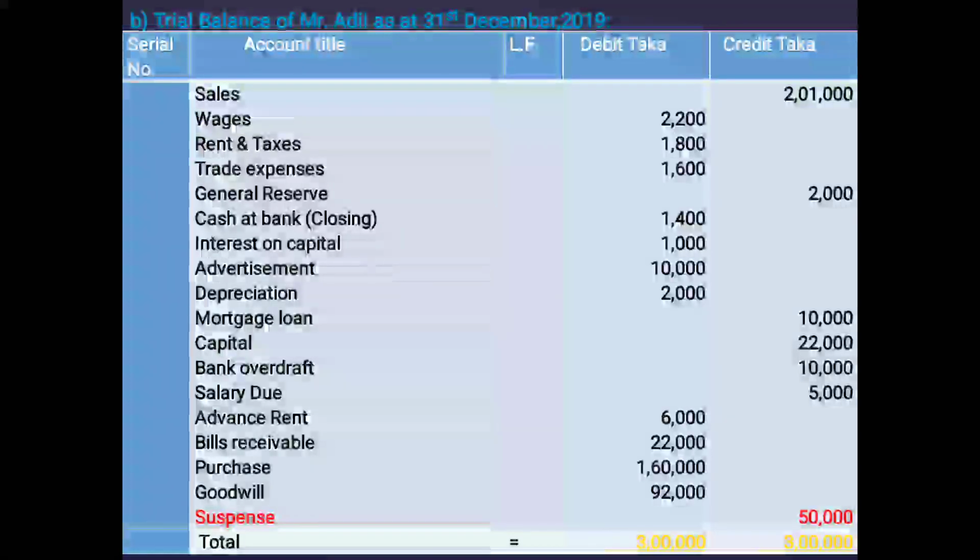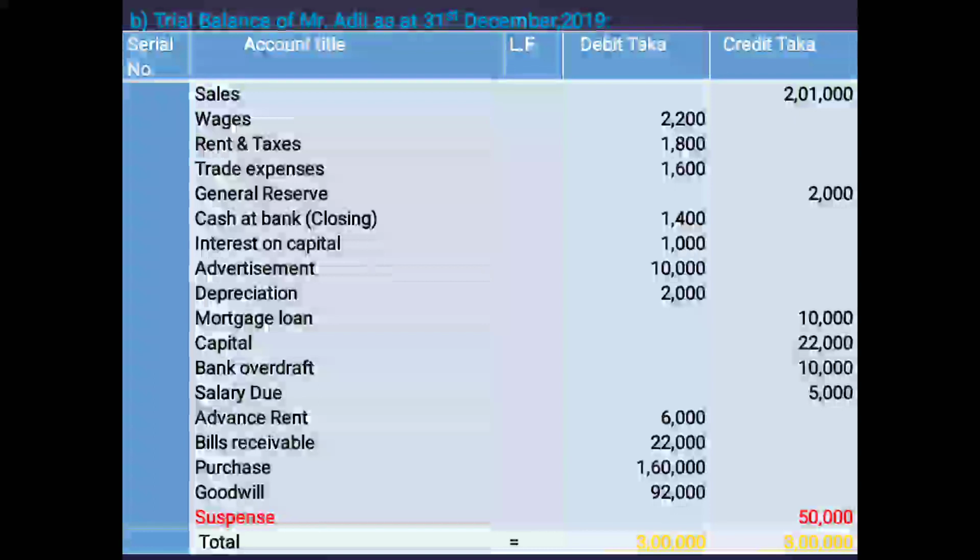I repeat again, the suspense account is a temporary account which is created for the missing amount of credit, or suspending amount of credit, for taka 50,000. Now we can say that the total of the trial balance is taka 3 lakh.